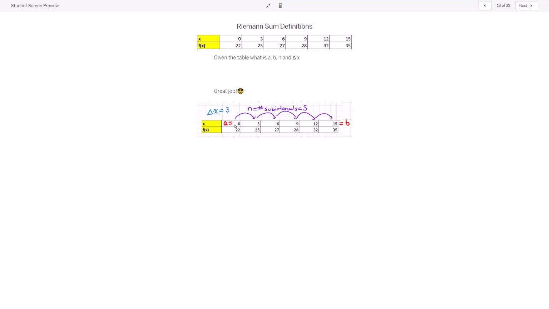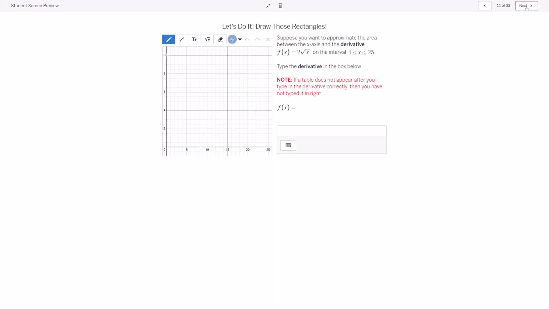The change in X, how is it jumping by threes? 0, 3, 6, 9. How many intervals are there? Subintervals, rectangles, that's the N. 1, 2, 3, 4, 5. All right, so you need to know all these pieces, because when we get into building these into an equation, we need to know, of course, what to put where.